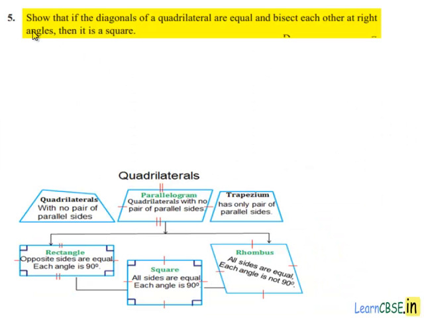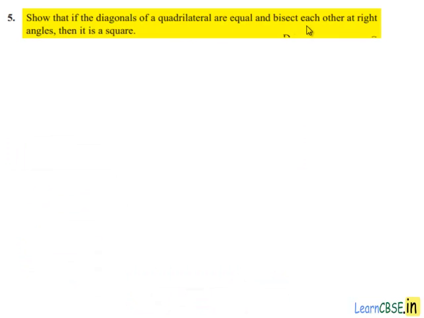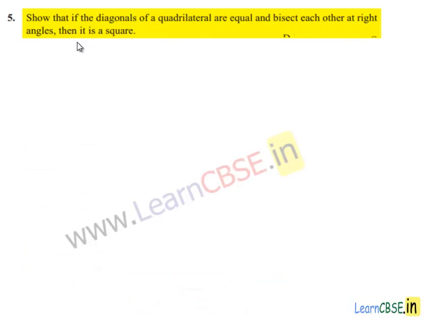Moving on to the fifth question, show that if diagonals of a quadrilateral are equal and bisect each other at right angles, then it is a square. Now moving on to the solution. Let us note down the given information. He has given that diagonals of a quadrilateral are equal and bisect each other at right angles.